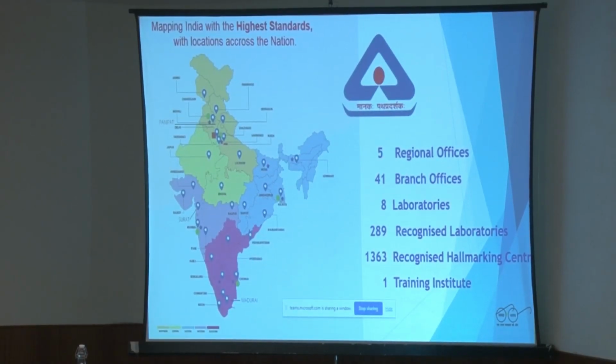This is the brief footprint of BIS all over the country. We have headquarters in Delhi, and 5 regional offices: in Mumbai, Western Regional Office; in Chennai; Kolkata; Chandigarh; and the Central Office in Delhi.